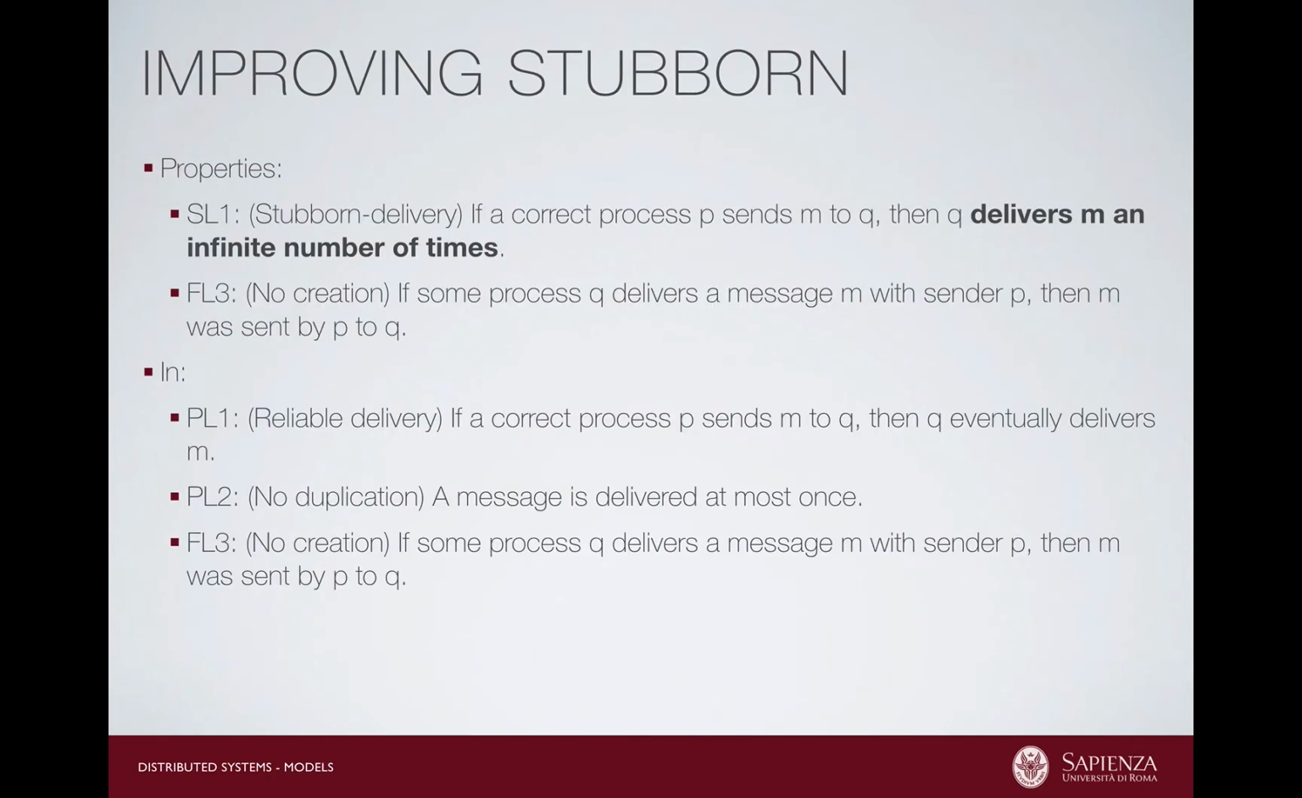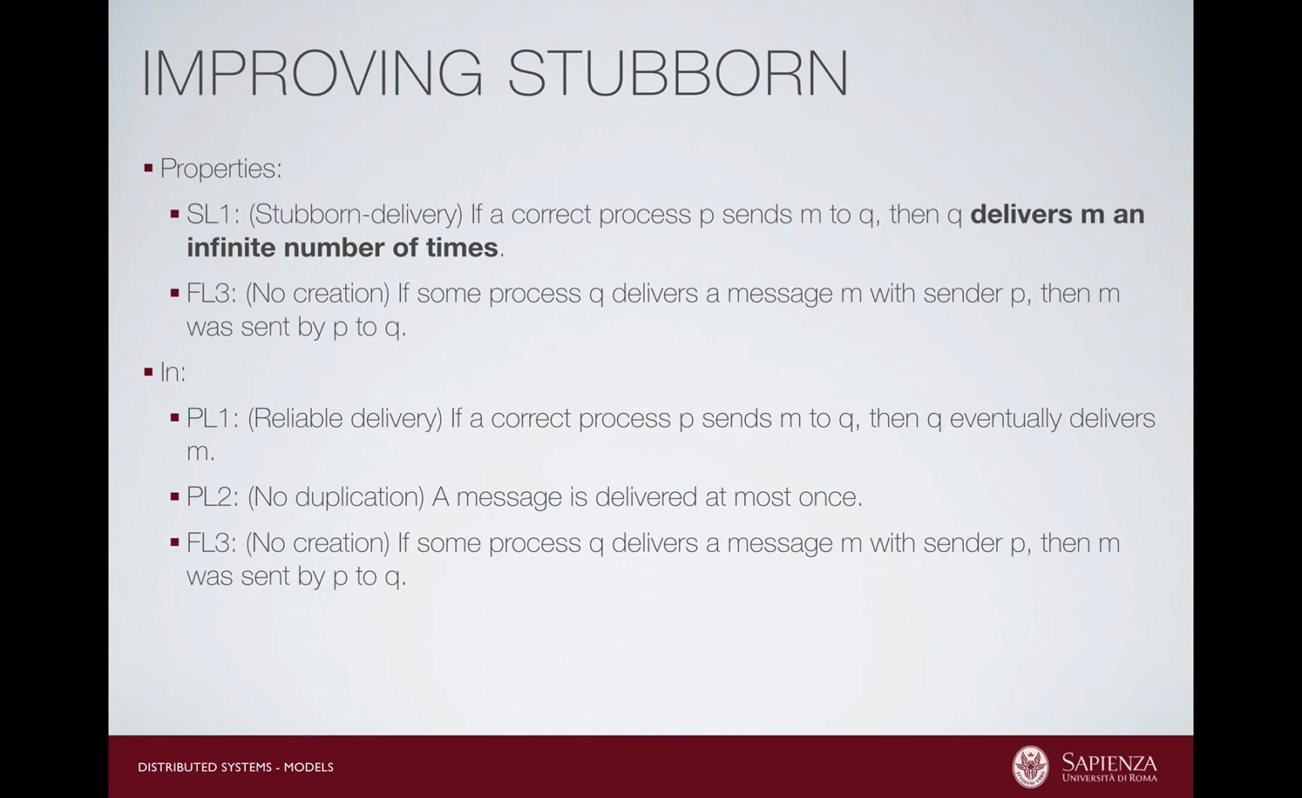But even with the stubborn link, there is something that we don't like, and actually I don't like this sentence, that process Q delivers M an infinite number of times. Because what you imagine in real life is that you send something, and then this something is delivered just once, if you send something once. And we cannot bound the time you will deliver it, because we are using an asynchronous system and we have failures on the link, so you can never know when a message will go through or not.